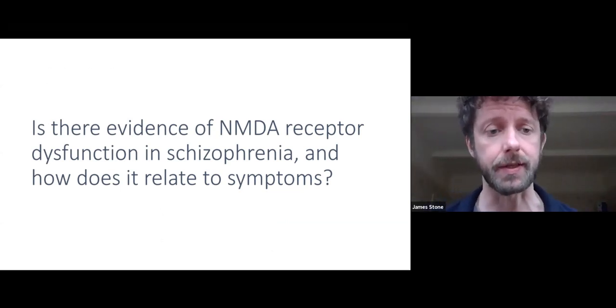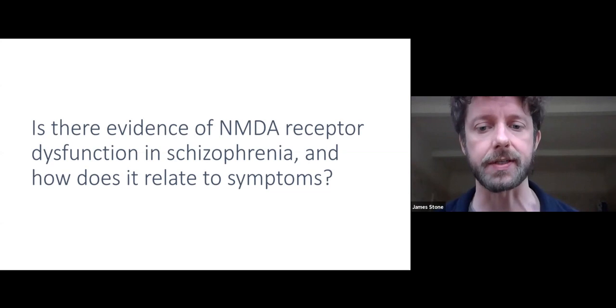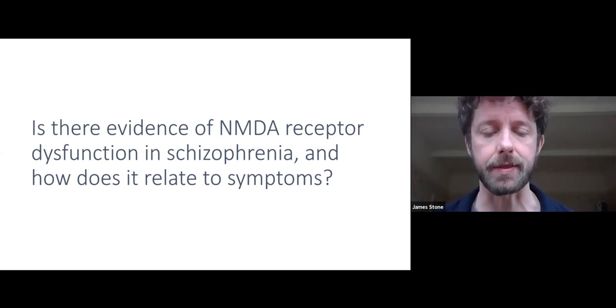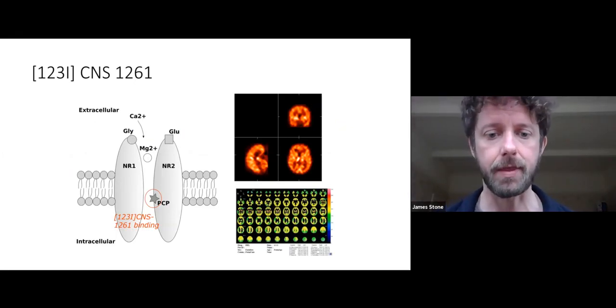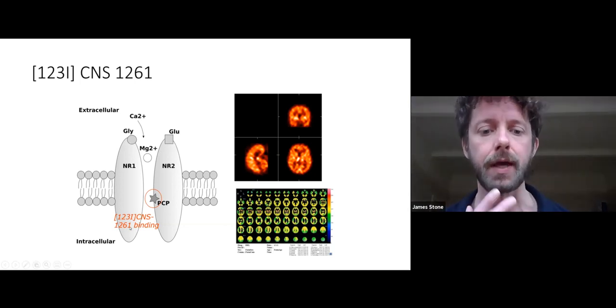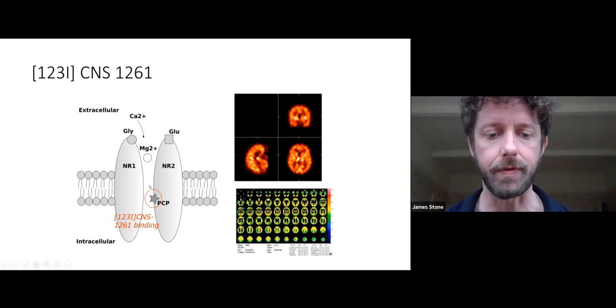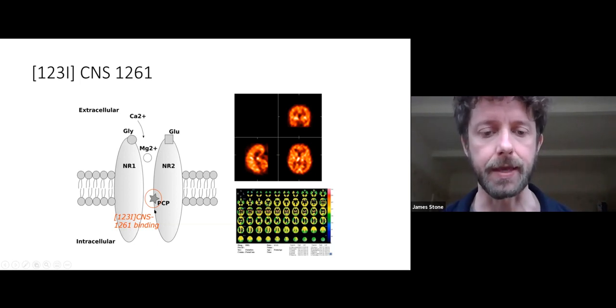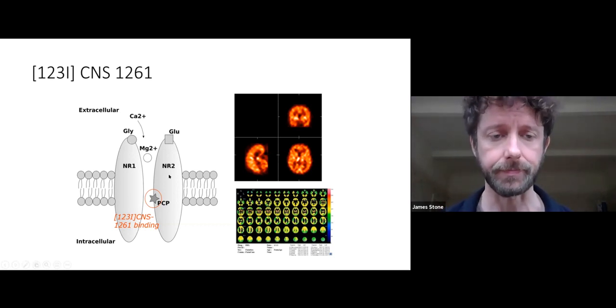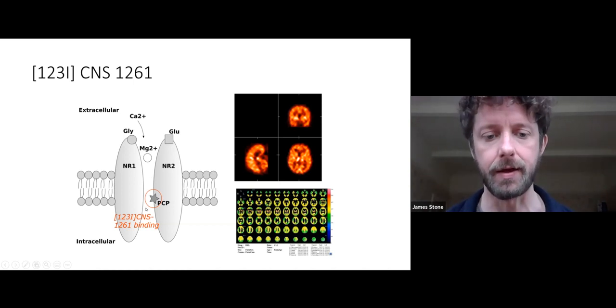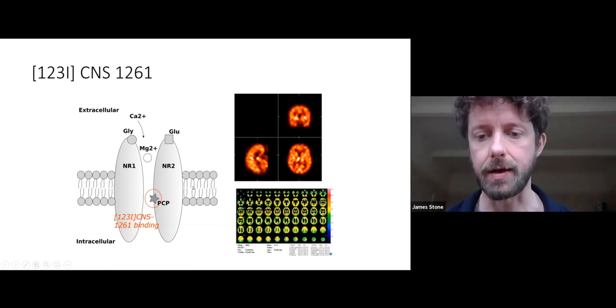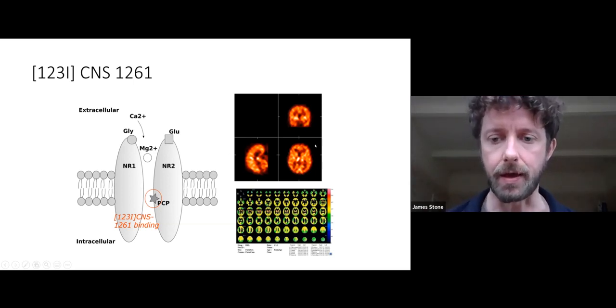One of the first questions we looked at is whether there's any evidence of NMDA receptor dysfunction in schizophrenia and how it relates to symptoms. The way we looked at this was with a SPECT tracer called 123I-CNS 1261. This was a drug analog that binds to the PCP site in the NMDA receptor. It's radiolabeled, and you can detect the gamma rays that are emitted by the decaying radioactive iodine and reconstruct it into a brain image like this, top right hand corner.